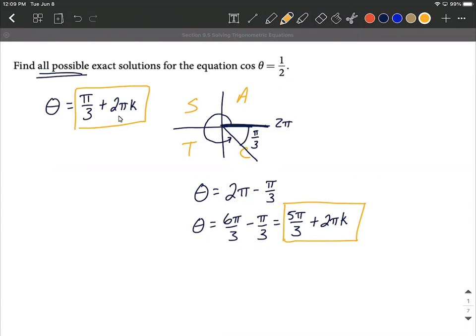Sometimes you'll see these written with the k in the middle for whatever reason. All right, so hopefully this helps out as you're working on finding all the possible exact solutions for some of these trigonometric equations. Good luck.